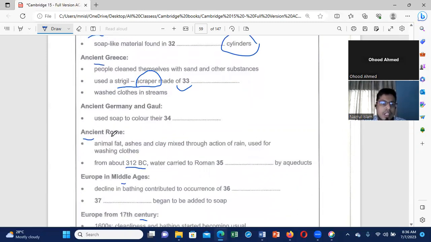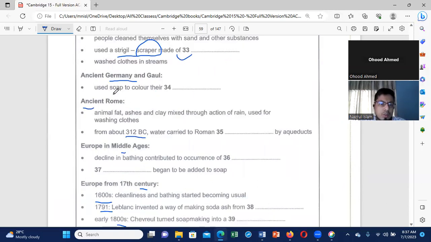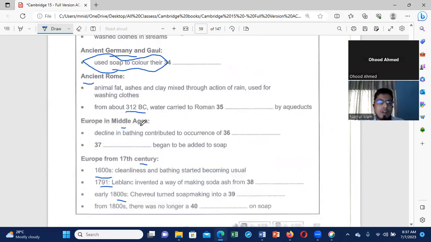Then come here: use soap to color there. Use soap, ancient Germany. Why do people use soap to color their, maybe, their hands, their body parts, their heads, or maybe their hair, and so on? Just see why I'm talking: use the soap to color there. Just think of the soap and there.